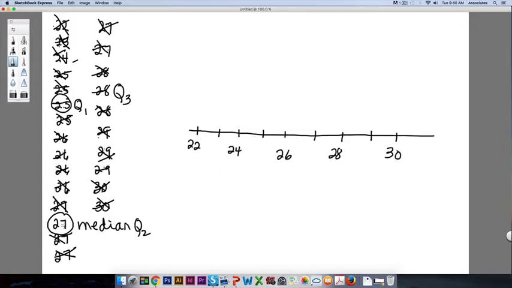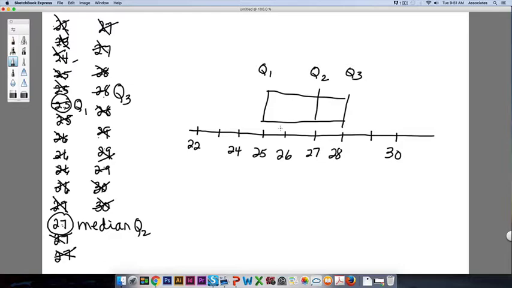Now what I do to draw it is the median is at 27. Here's 27 right here. I draw a line and label it Q sub 2. Now Q sub 1 is 25. I draw another line and label that Q sub 1. Q sub 3 is at 28. I'm going to draw a line and label that Q sub 3. This makes up my box.